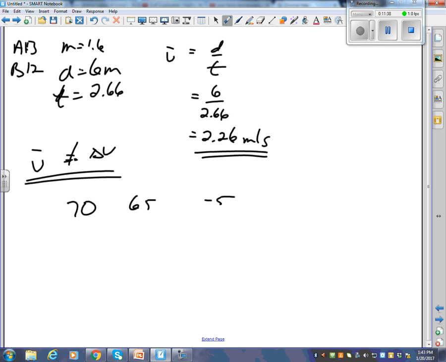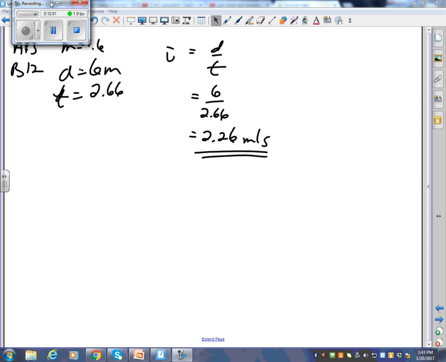What's the average? This is the change in mark, delta M, and the average mark would be 67.5. They are different. They are not the same. Stop making them the same. Okay? Some people, if you've got V bar equals delta V on your page, that's what you're doing. Stop doing it. Find out what you're doing wrong.